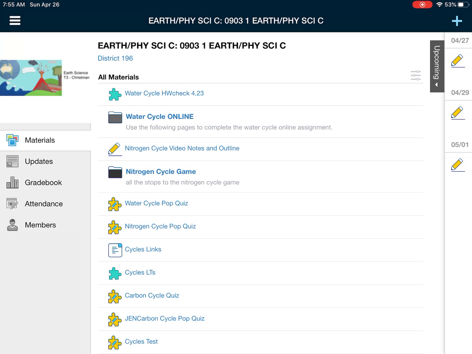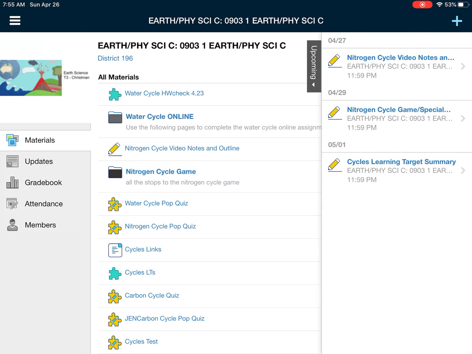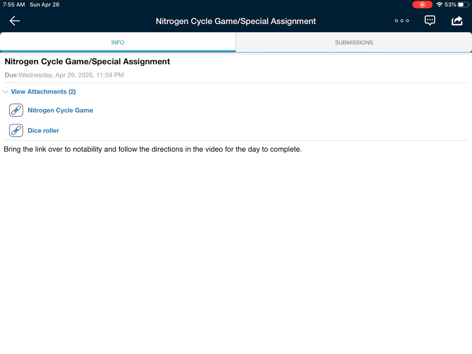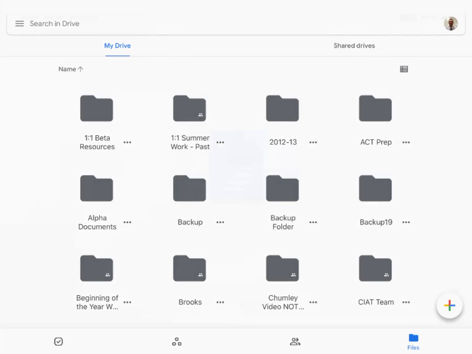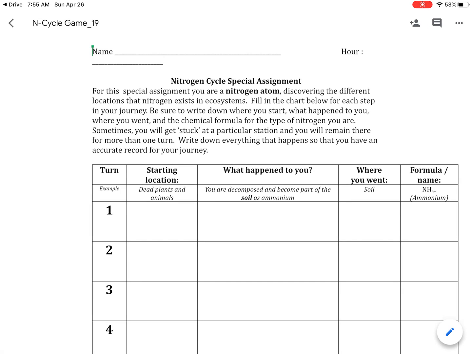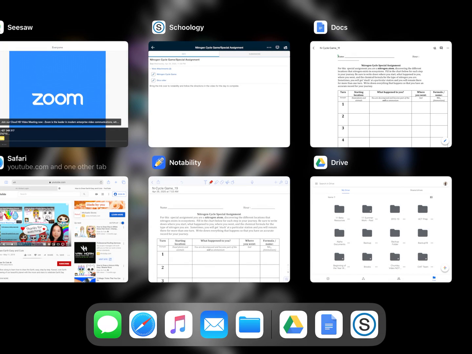No matter who you have for a teacher, they should have this nitrogen cycle game special assignment in their upcoming assignments. So that's where we're going to go first. There, you should have at least one attachment for the actual assignment itself. When you tap on that, it'll take you to a Google Doc. You are then going to send this Google Doc over to Notability because you're going to do some writing and drawing. So send it over there to allow you to do this the easiest you possibly can.